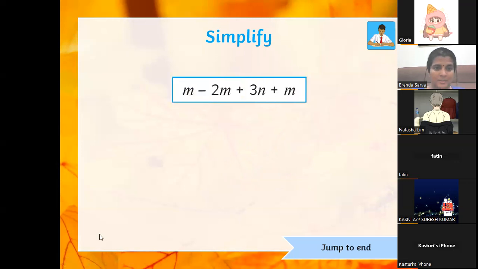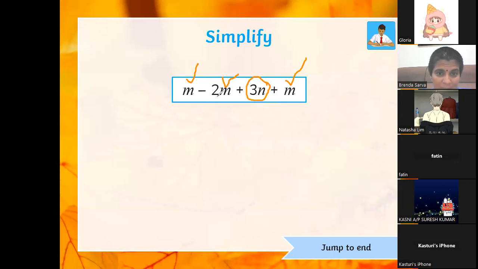All right, next question. How about this? m minus 2m plus m, and definitely there's a 3n there. So m goes with m goes with m. You want to be able to group these like terms. That's what we are doing. And then n is alone there, no friend. So tell me what's the answer?